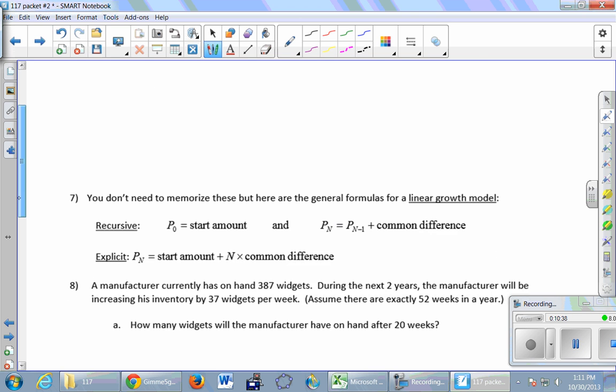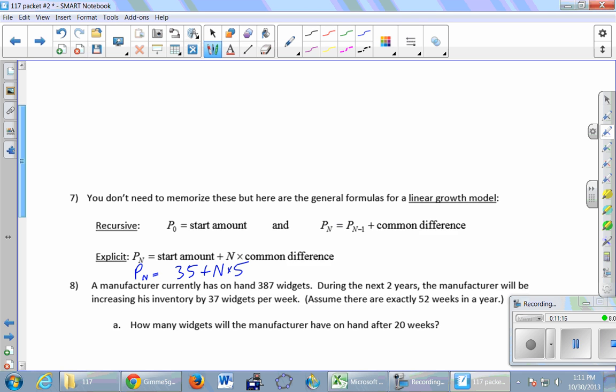So for example, let's jump down to 7. It says here's some formulas that you don't need to memorize, but Pn equals, what was the start amount for the radioactive waste? It was 35. Then it says plus n times, what was the common difference? It's 5. Is this the formula we came up with? 35 plus 5 times n. That's it, right? So the formula is written here, but it always works. It always has this particular form. You don't need to memorize it. I'll give it to you on the test, but it's there if you want it.